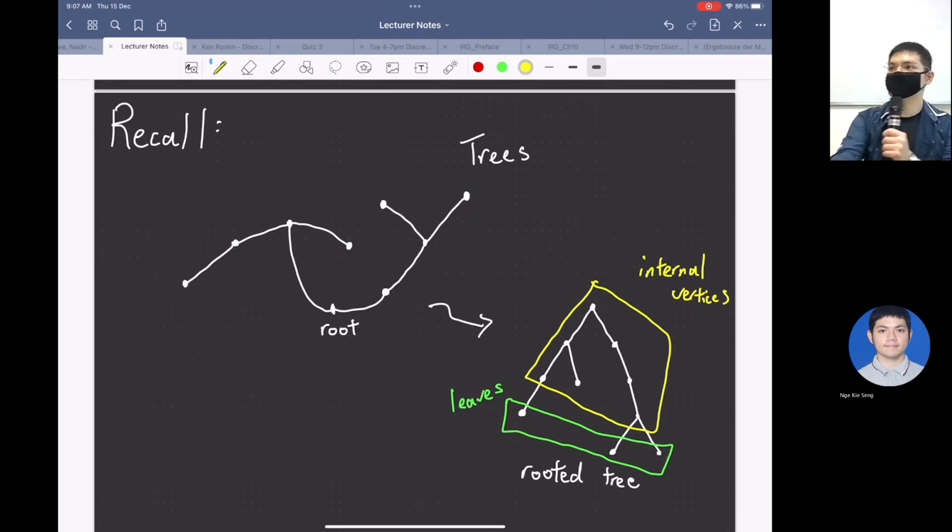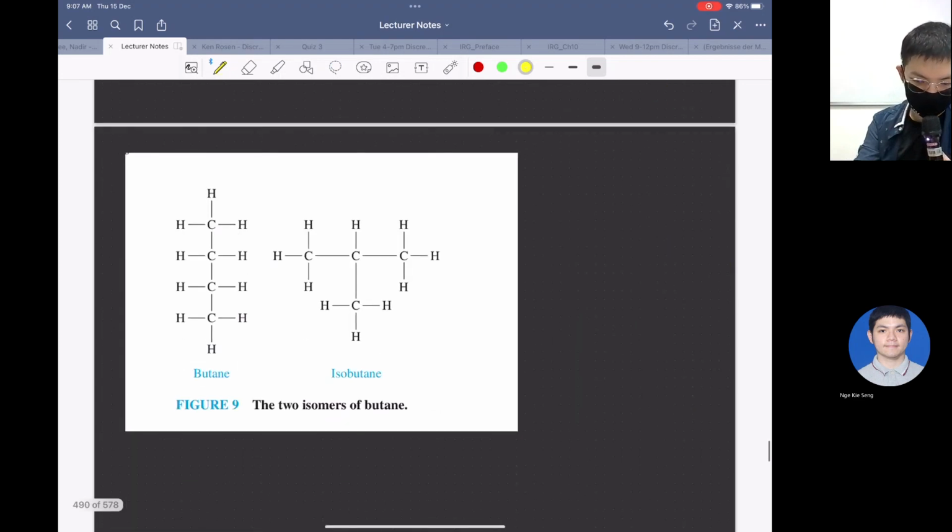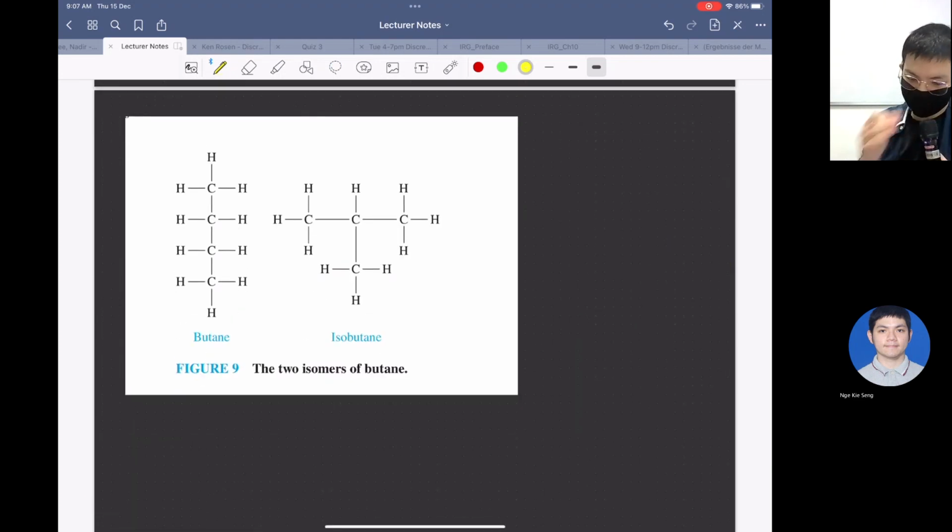Okay, so this was what we did last week. Before we introduce a few algorithms, we will keep looking at new terminology first. But before that, applications for trees. If you replace your vertexes with chemical atoms, for example carbon and hydrogen, then you can use a tree to draw your chemical substances.